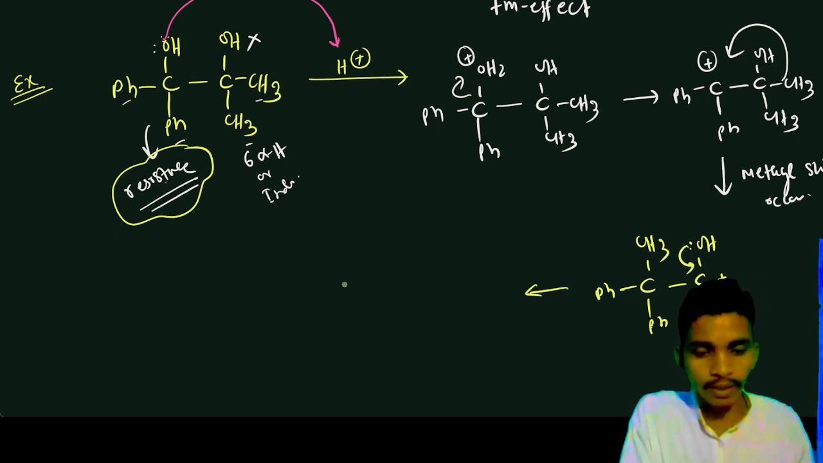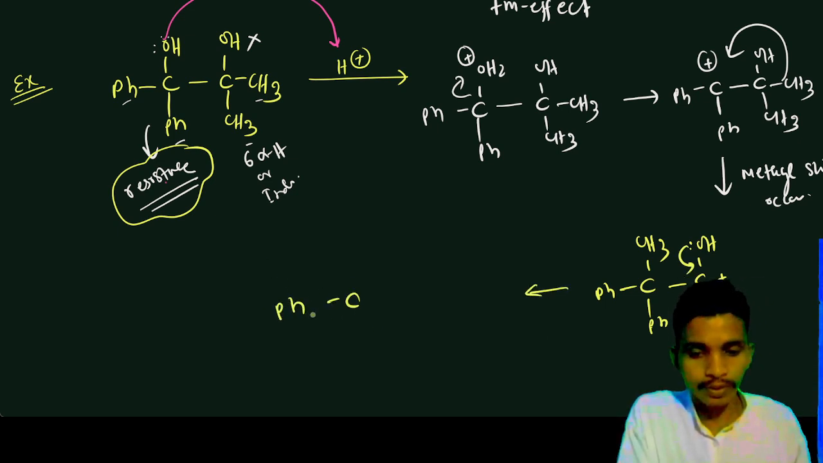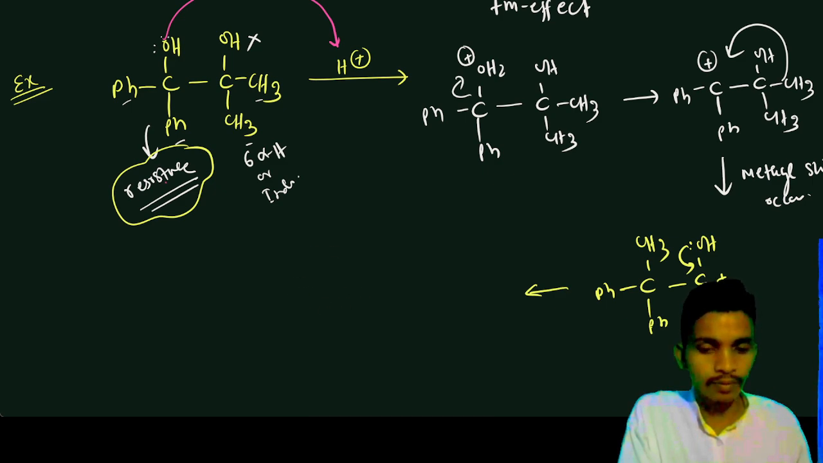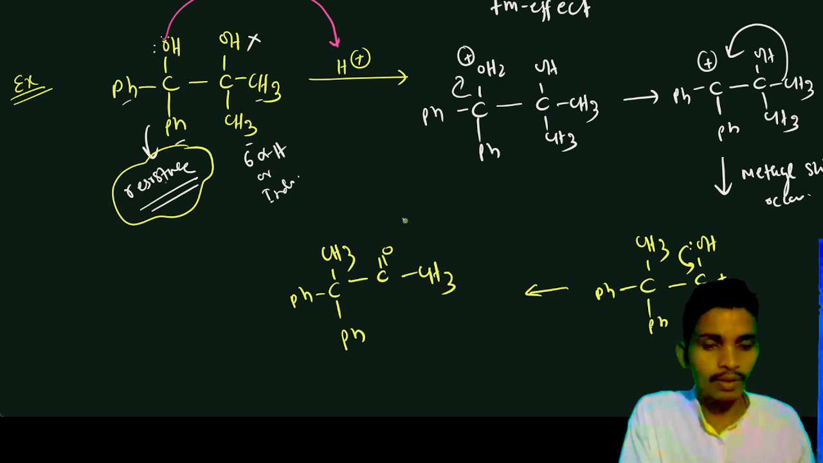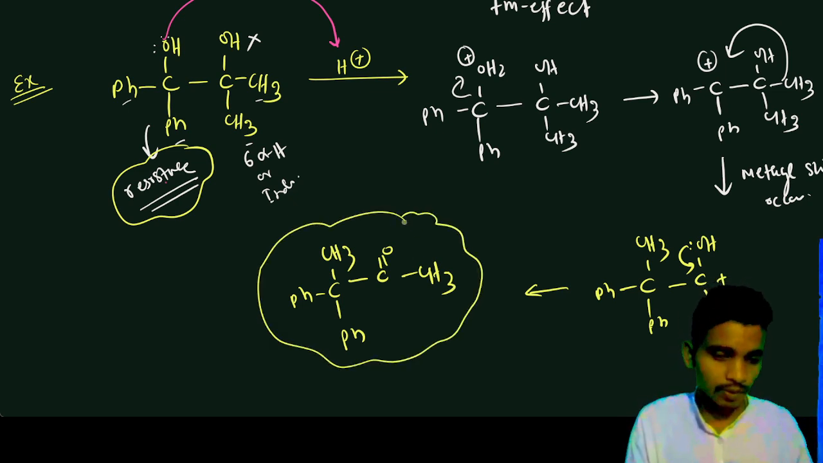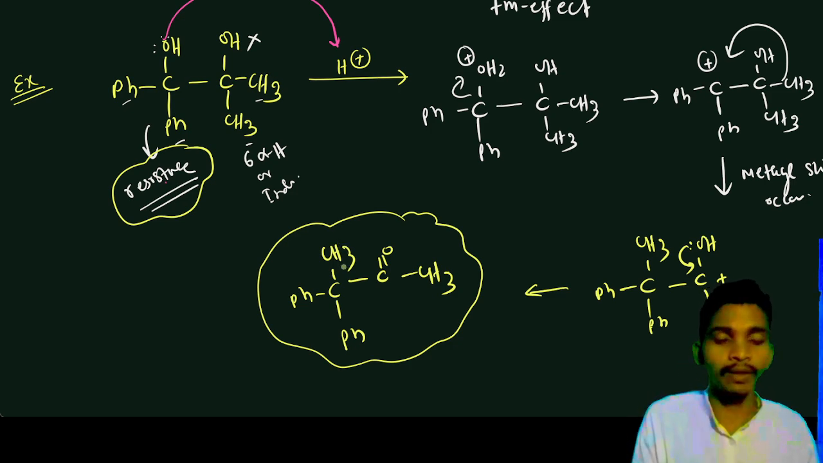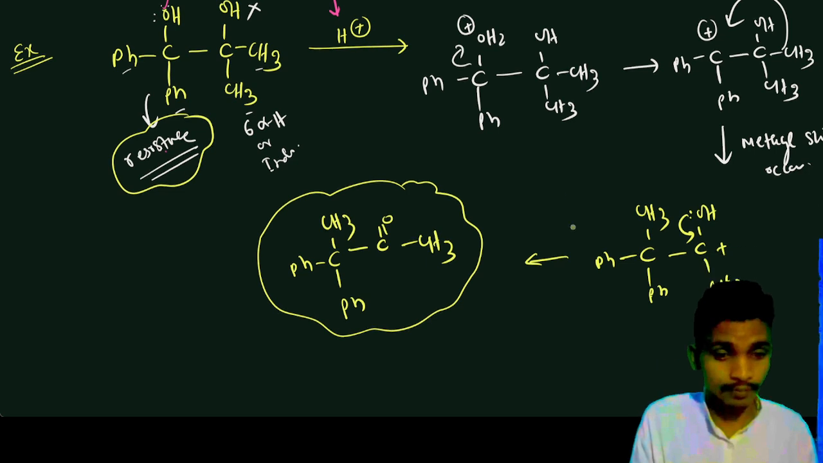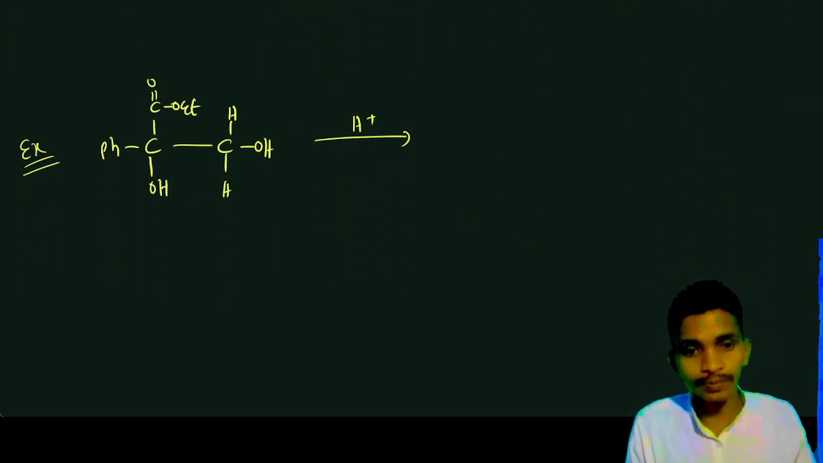Now what will we get? Ph, and this is Ph, and this is CH3, and this is going to be the C=O, and this is going to be the CH3. So this is the final product of this question. So likewise, we can solve the questions related to pinacol and pinacolone rearrangement. Now moving to the next question.